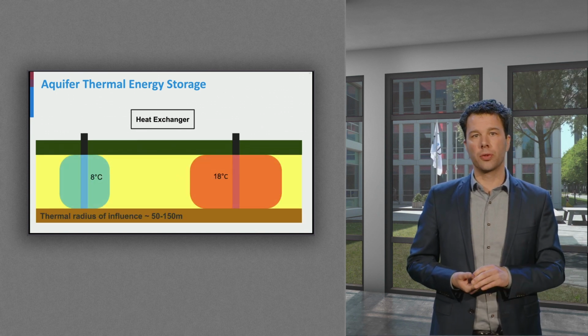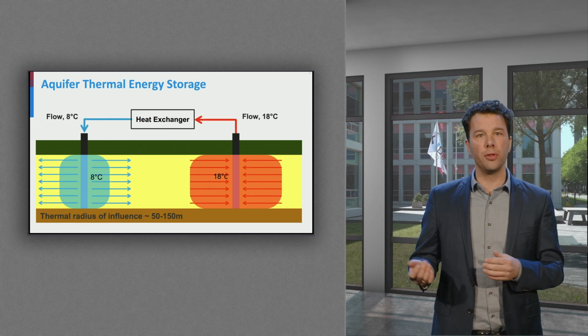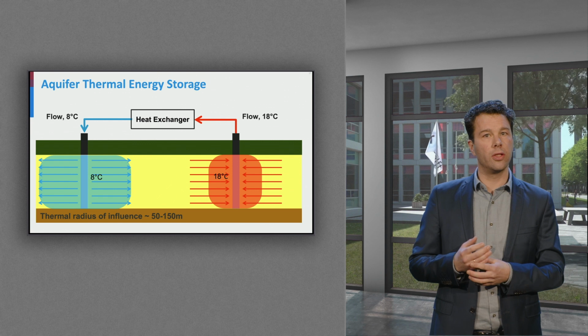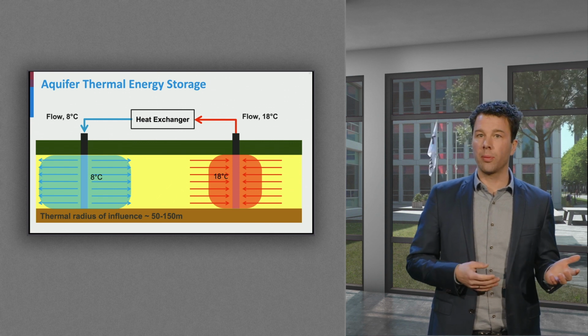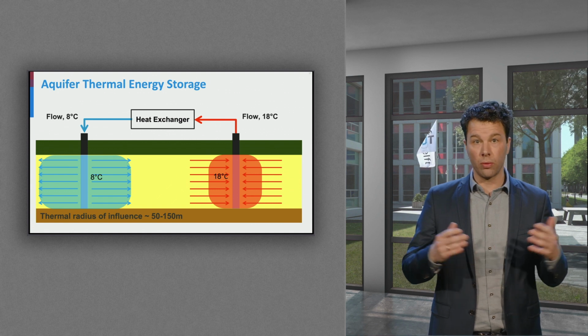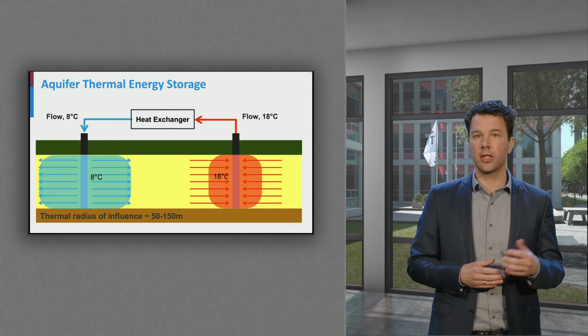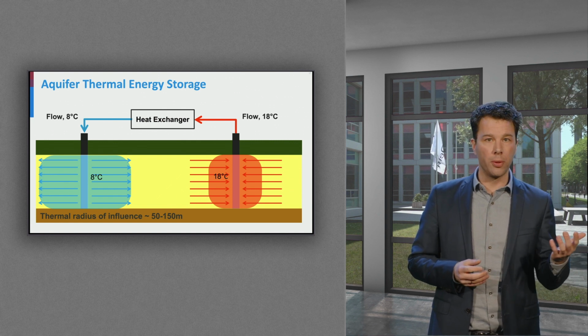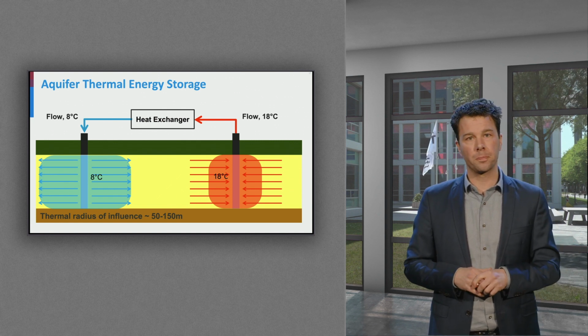The animations on the screen illustrate the changes in temperature distribution in the aquifer during winter operation. The warm water is extracted to heat the building, the groundwater becomes colder and is pumped back into the aquifer. The zone of cold groundwater increases and at the same time the volume of the warm groundwater shrinks. The opposite happens during summer.